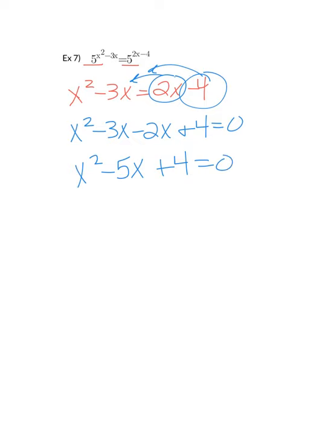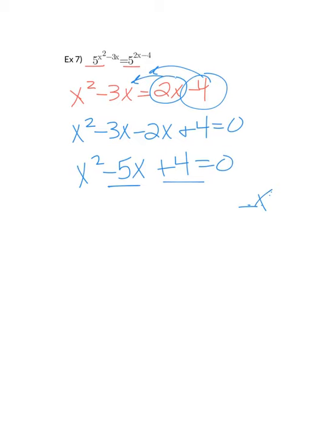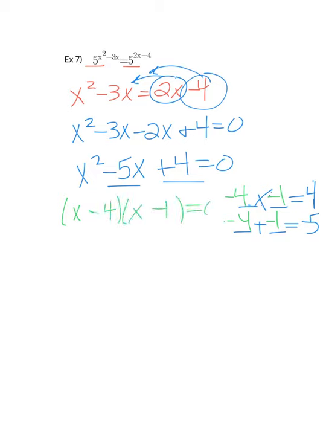Now at this step, since I do see a simple trinomial, I am going to attempt to factor it. And in this case I can. I'm going to find two numbers that multiply to 4 and add to negative 5. And those two numbers are going to be a negative 4 and a negative 1. So now that I have those two numbers, I can do x minus 4, x minus 1, which means that I get an answer of x is equal to positive 4 and x is equal to positive 1.